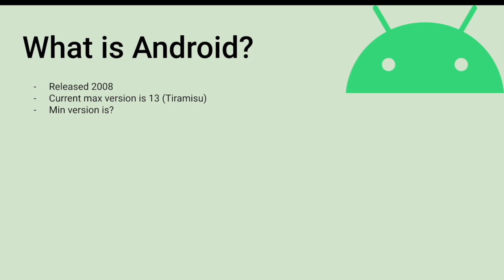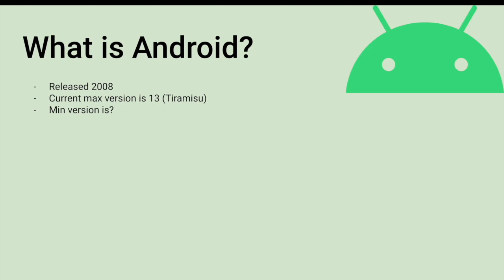What is Android? Android is an operating system based on the Linux kernel, and it was released in 2008. As you can see, this operating system is pretty mature, so it's 24 years old and it has lots of different versions. Now let's see what those versions are.